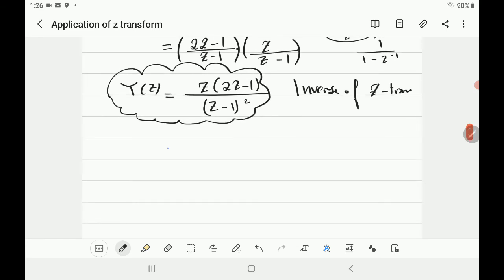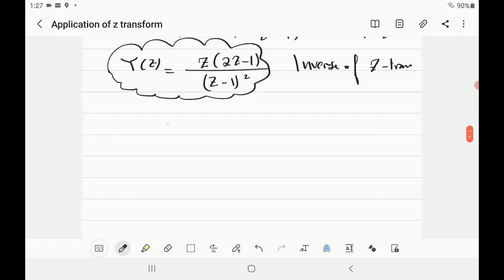Well, how do you do the inverse z-transform? We did that in previous lectures. Use long division or partial fraction. Of course, long division is not practical in this problem, so just use partial fraction. Let me refresh your memory. First, you have to divide by z. So you have y of z over z equal to 2z minus 1 over z minus 1 squared.